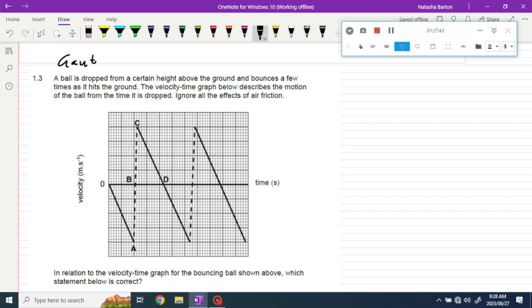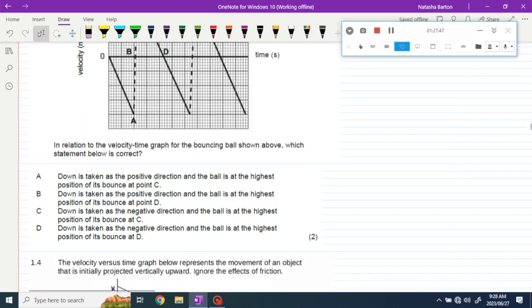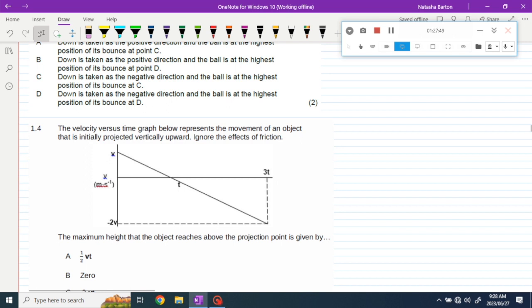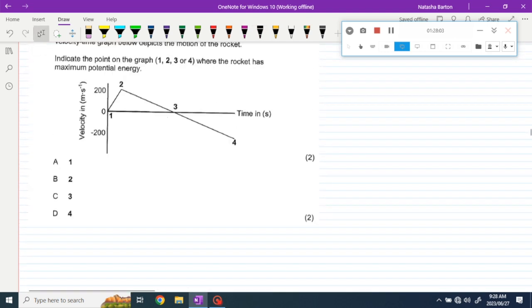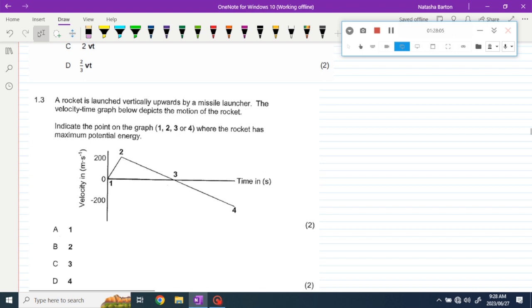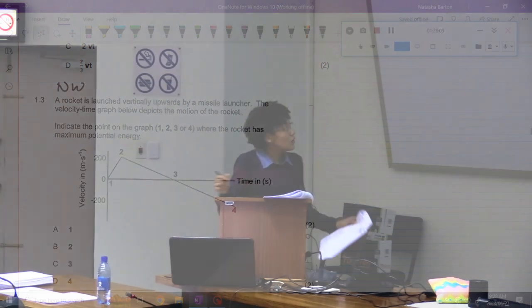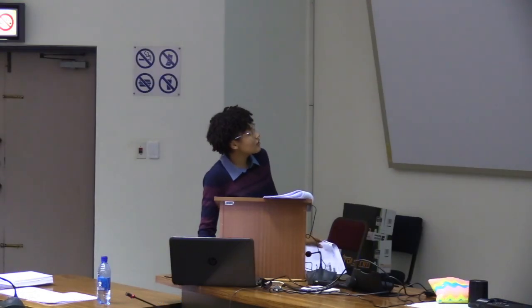So this is the 15th paper. Then the next one is from the Northwest paper. Yes. Okay, not Northwest, Western paper. You're going to do Western paper question 1.4. And the very last one, I guess, is from the Northwest paper. Okay, so you're doing 1.3, 1.4, and 1.3.